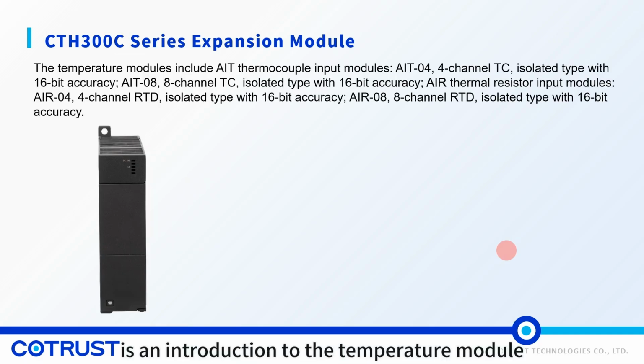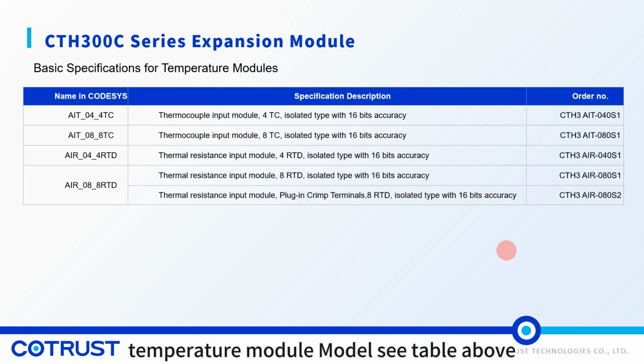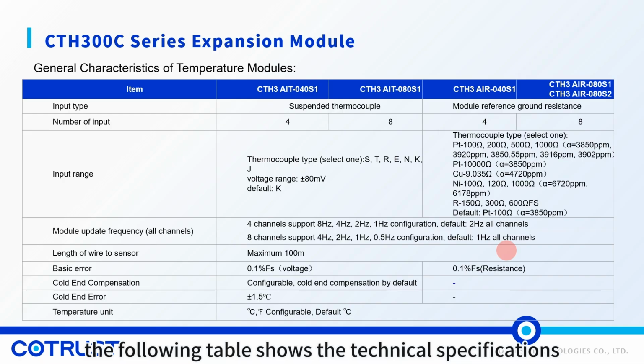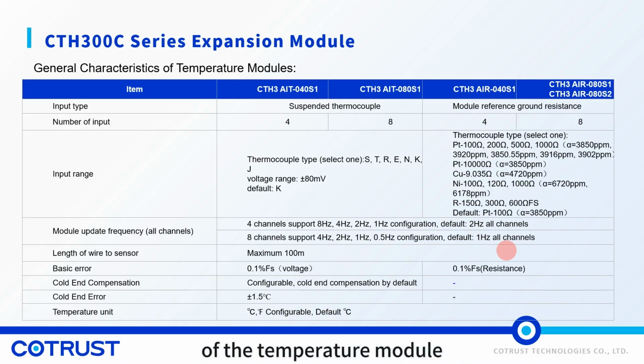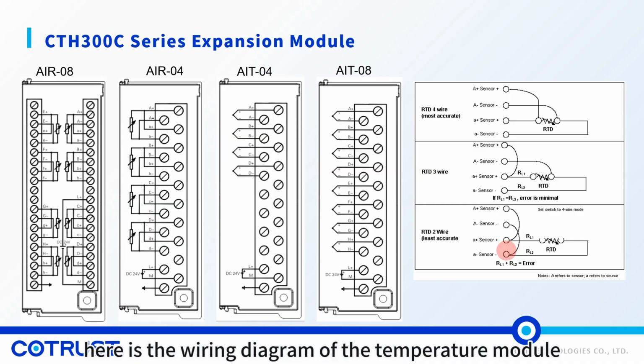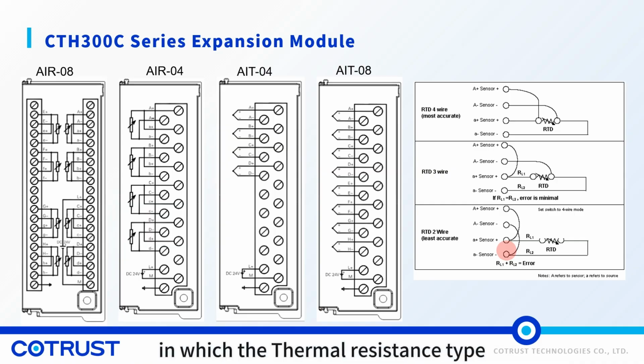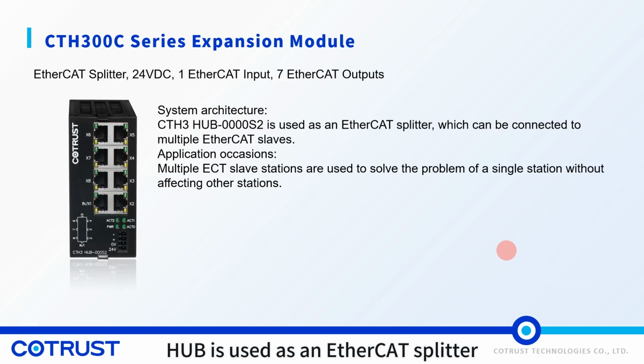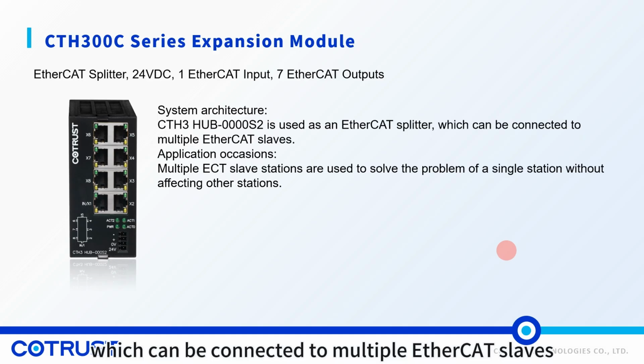The following is an introduction to the temperature module. Temperature module model, see table above. The following table shows the technical specifications of the temperature module. Here is the wiring diagram of the temperature module, in which the thermal resistance type has 3 different connection methods: 2-wire, 3-wire, and 4-wire.